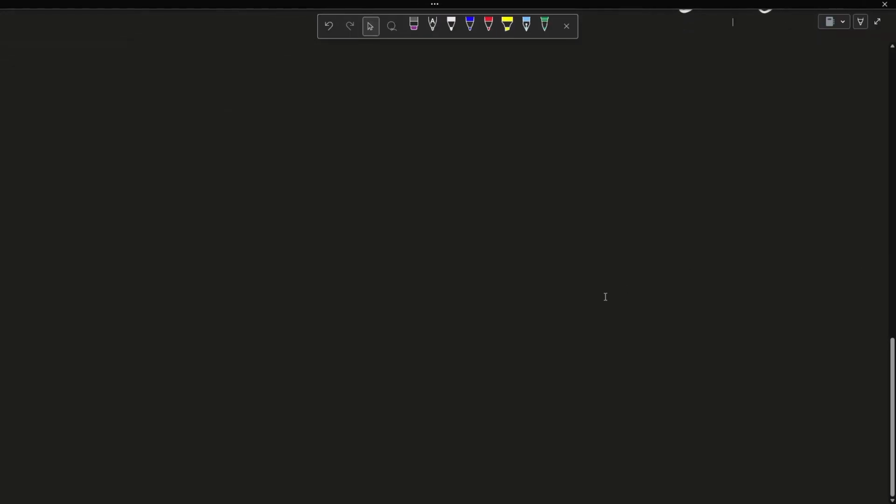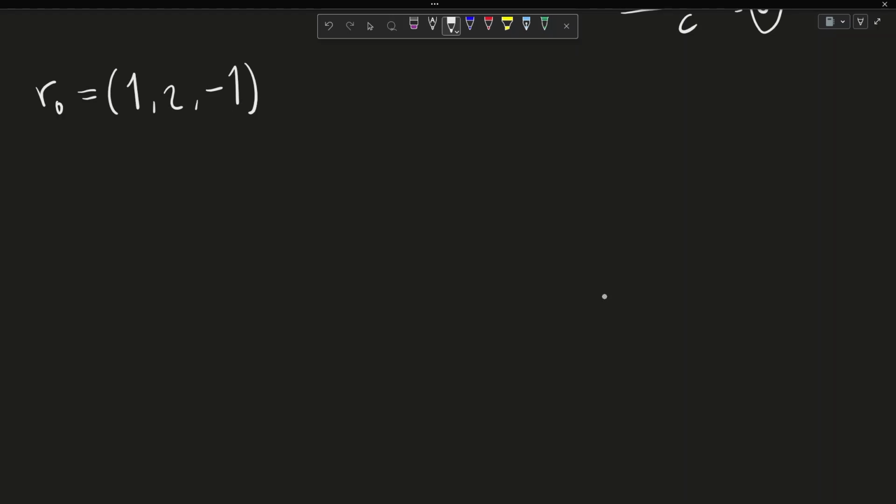Let's now take a numerical example. So say we are given a point, r naught, which is our initial offset from the origin. And let's say that this point is equal to 1, 2, -1. And let's say that we're given a vector which represents our direction, v, which is equal to 3, -2, 4. Let's first represent this parametrically.